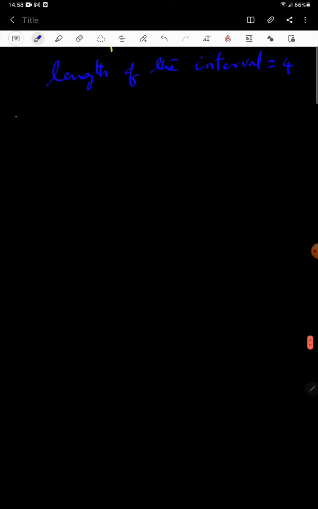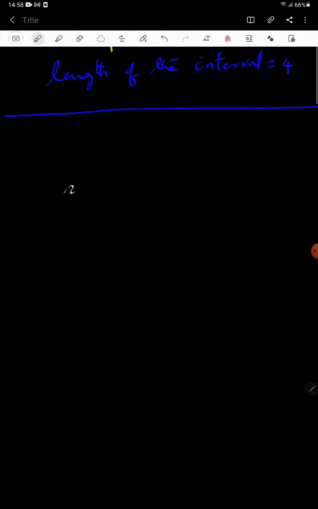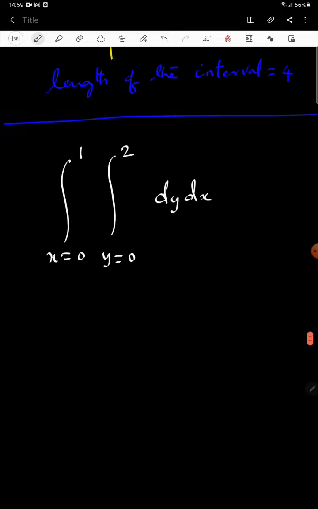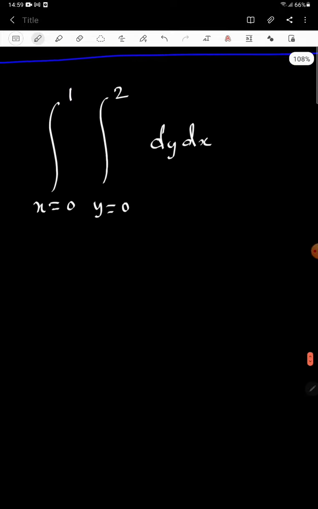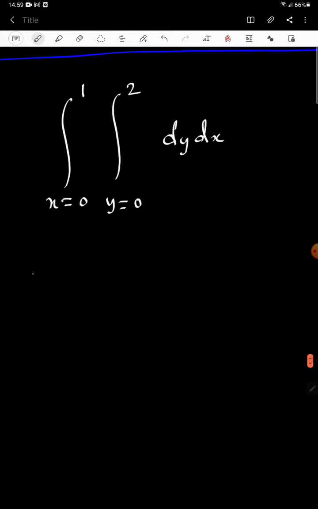Now let us go to the case of a double integral. Suppose I have integral x equal to 0 to 1, integral y equal to 0 to 2, dy dx. Because it is a revision class, I'm assuming that you know certain things and I'm skipping some, but my aim is to make you clear about all the minor basic things, so I'll try my level best.